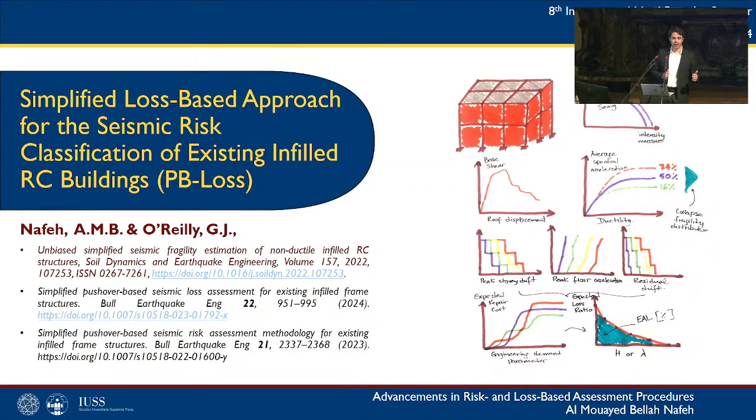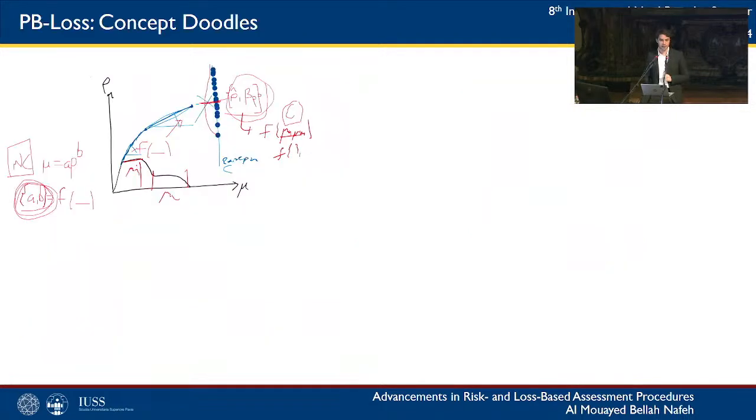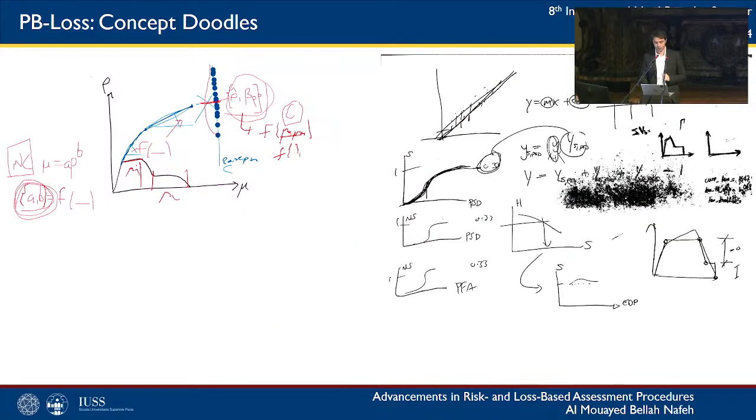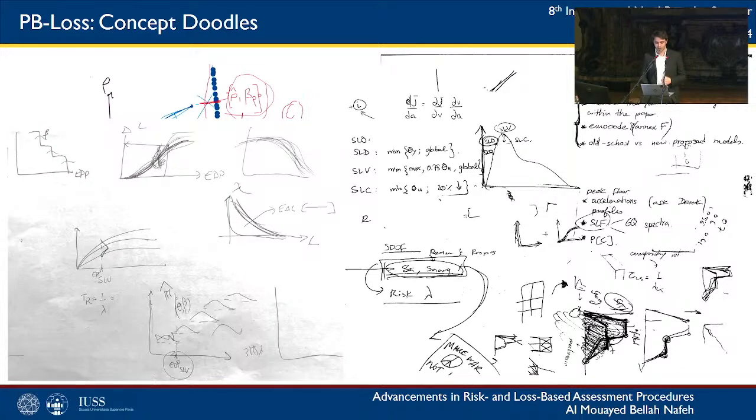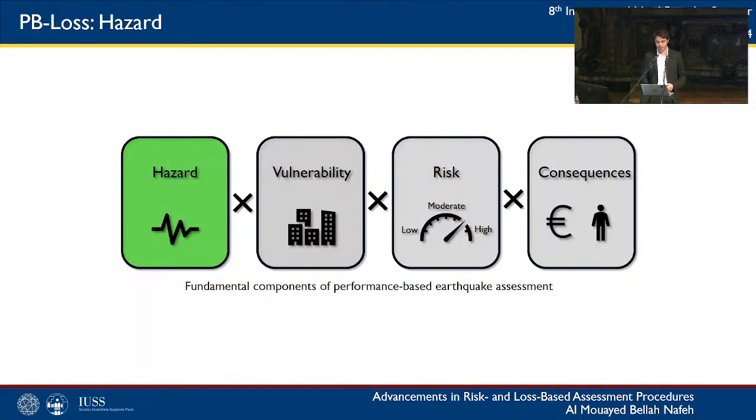And now that we've got the validation case studies out of the way, we've devoted most of our efforts to drafting a comprehensive building-specific procedure termed PB loss, for pushover-based loss, for the seismic risk classification and loss estimation of existing infilled RC buildings. This procedure went through many iterations, refinements, and multiple validations along the way until I could finally stand in front of you here today and present it.